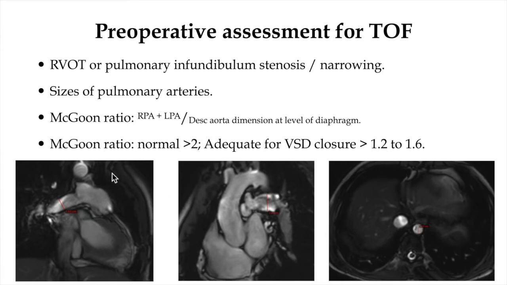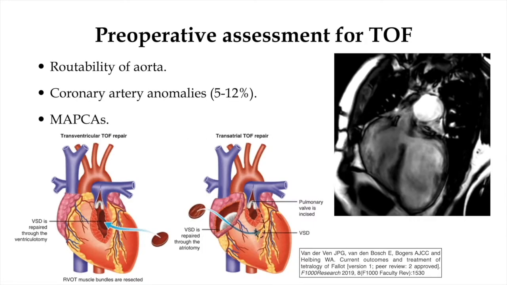The normal McGoon's ratio is more than 2. The adequate McGoon's ratio for VSD closure varies from surgeon to surgeon and patient to patient. But usually in the range of 1.2 to 1.6, if it is more than that, then the pulmonary arteries are supposed to be good sized. Another important factor in the preoperative assessment is the routability of the aorta.